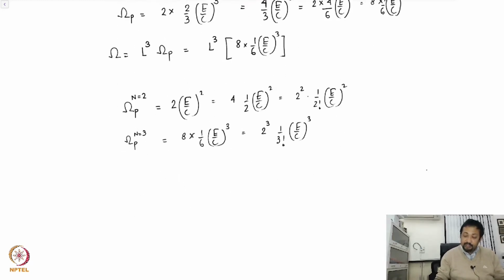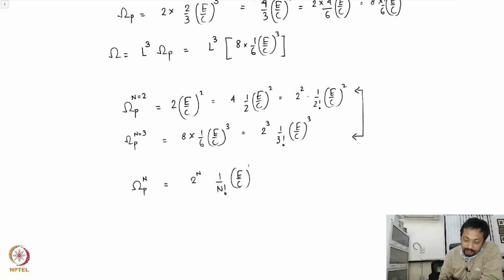These two expressions clearly give you the hint what the general expression is going to be. So I can write down omega p times n is going to be 2 to the power n, 1 over n factorial, E over c raised to the power n. And this is the answer that you are looking for.